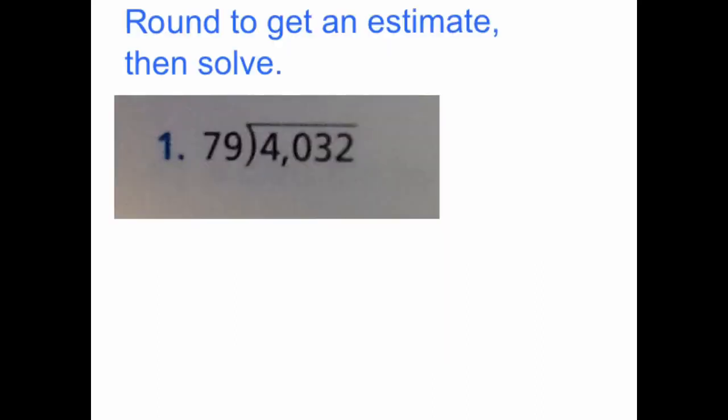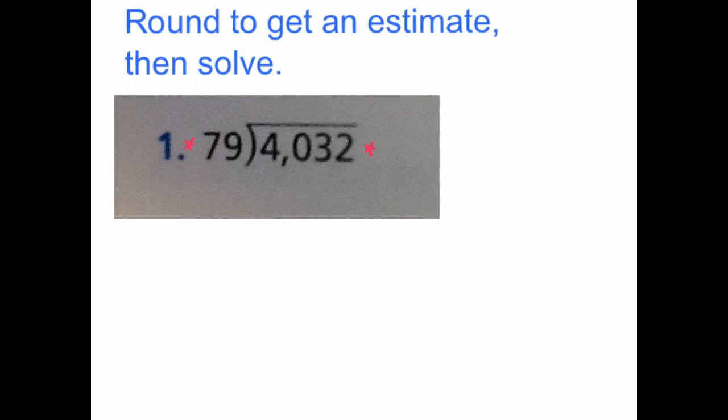Alright, boys and girls, on this slide we will be doing some estimation to see what our answer needs to be close to, and then we'll solve for the exact answer. You'll notice that our dividend here is 4 digits, and our divisor is now 2-digit. So we're working with two-digit divisors now, so stepping up our game a little bit.